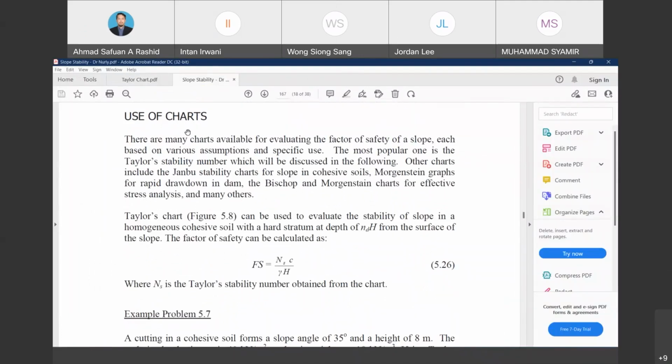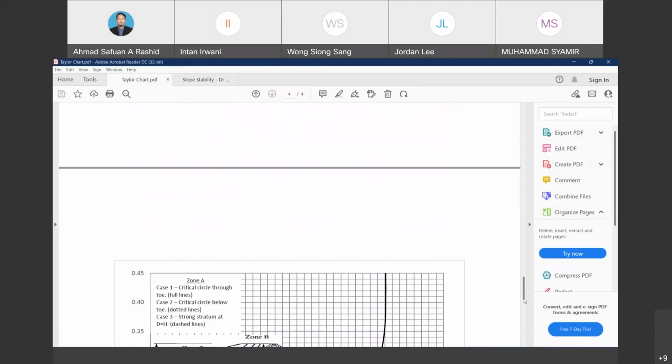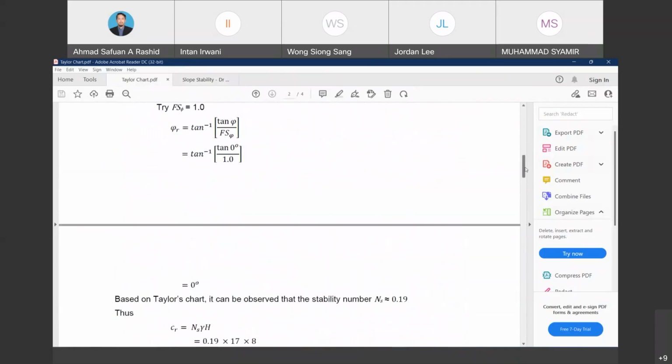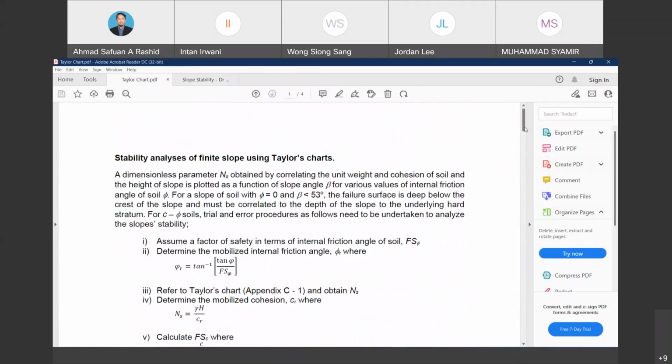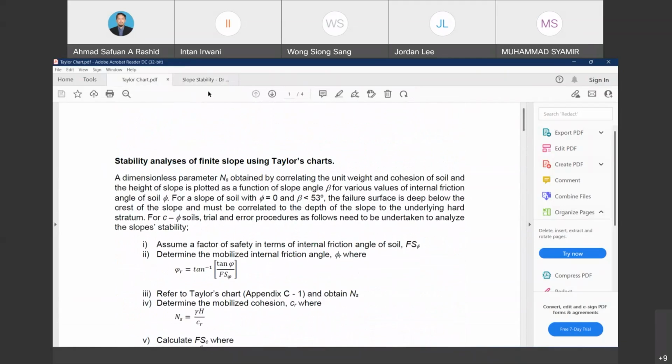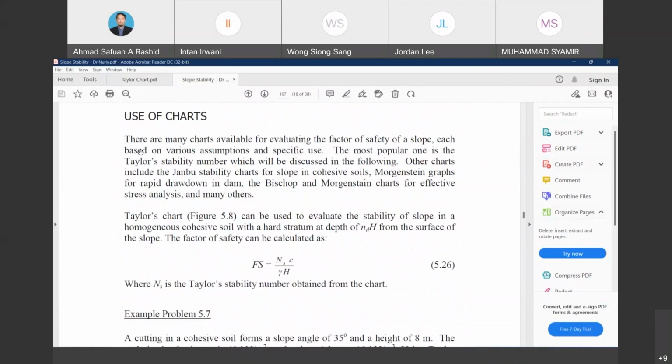Okay, and then later on we look at Dr. Kamaruddin's reference book on the use of these dimensionless Taylor design charts, or Taylor charts. So there are many charts. The most popular one is the Taylor stability number.